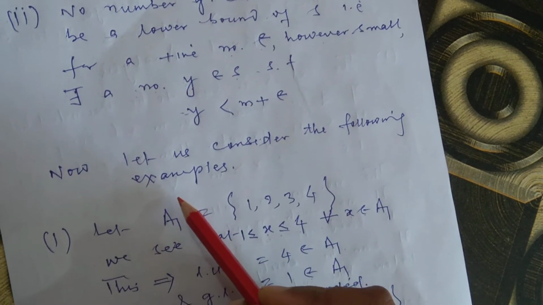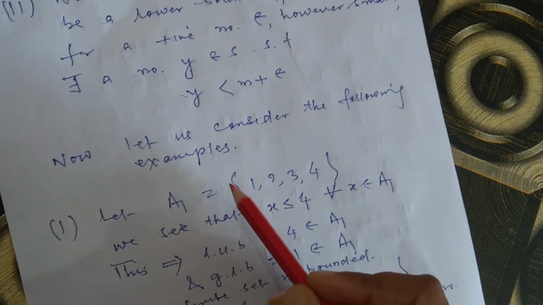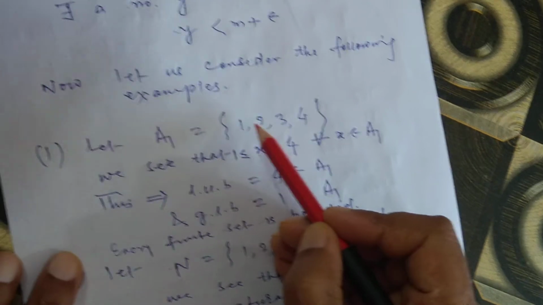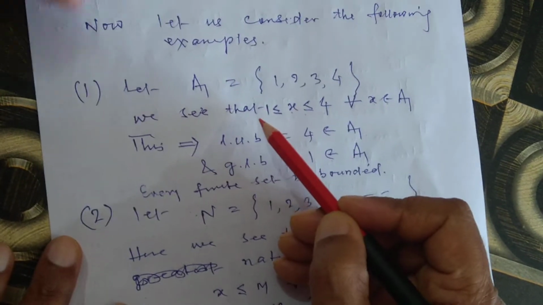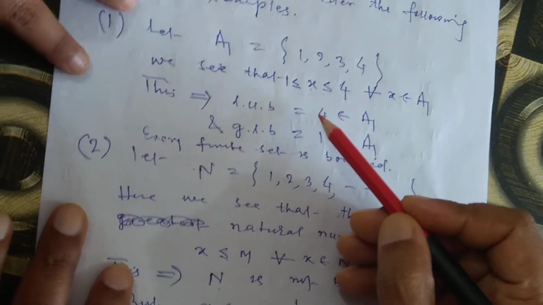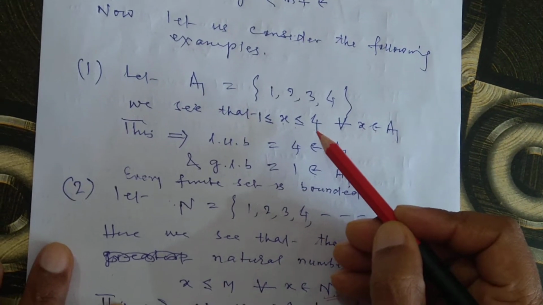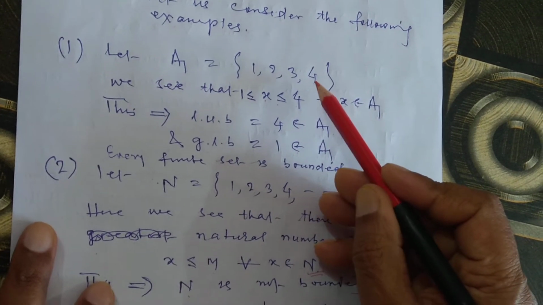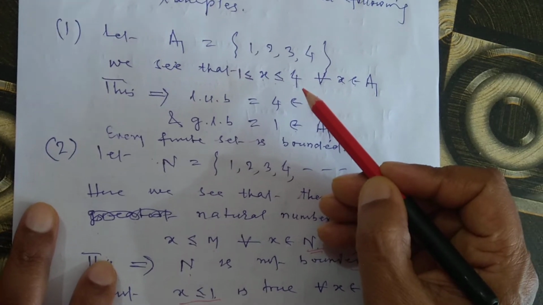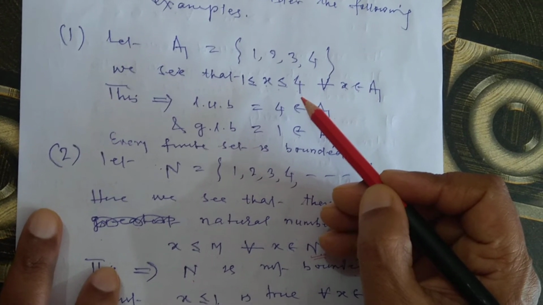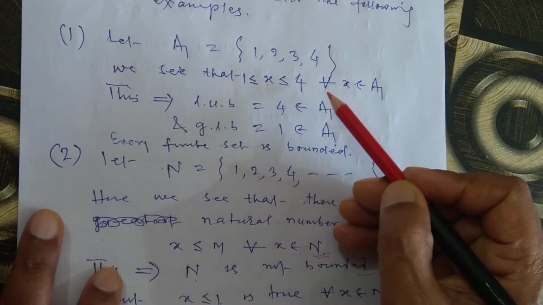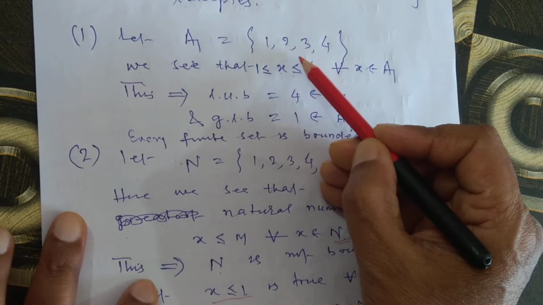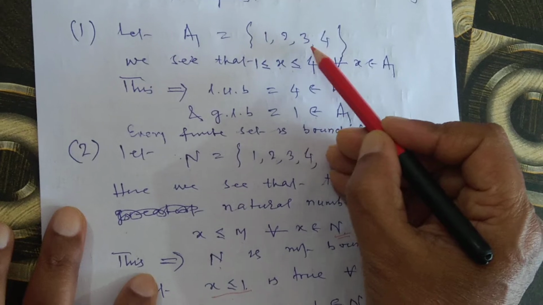Now let us consider the following examples to understand the concept of lower bounds together with the least upper bound and greatest lower bound, and we shall see that there are some sets which have both GLB and LUB, and both are members of the set, and some sets which are bounded below but not bounded above, etc. Let A1 be a set containing 4 elements, that is 1, 2, 3, 4.